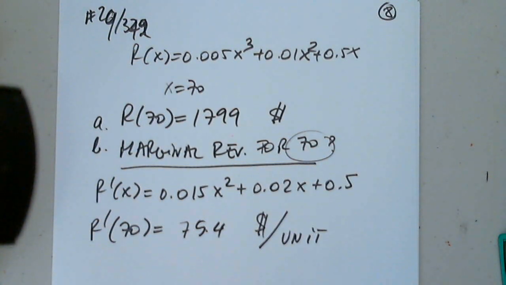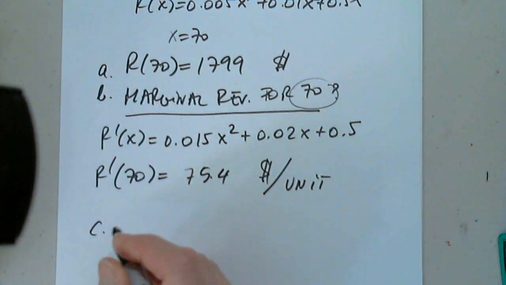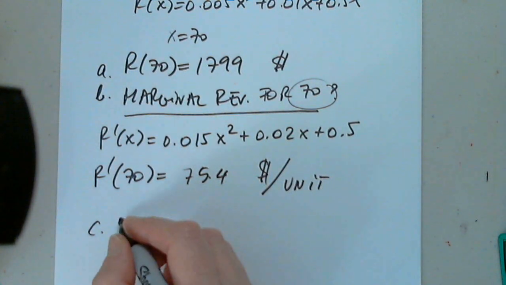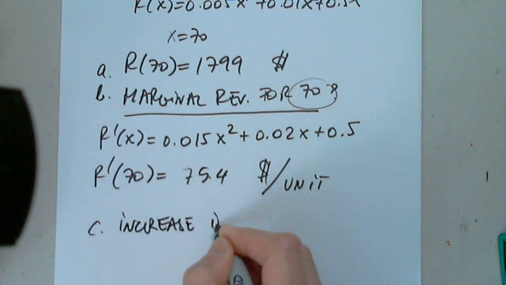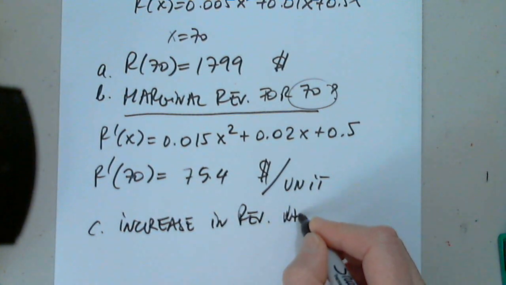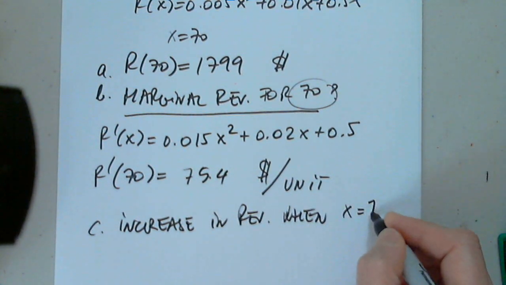Okay, perfect. How much will the revenue increase if 73 units are sold? That's good enough. We don't have to do 71 and 72 and 73. We did this problem in class. We have it in the notes explained again. So we want just to find out the increase in revenue when x equals 73.